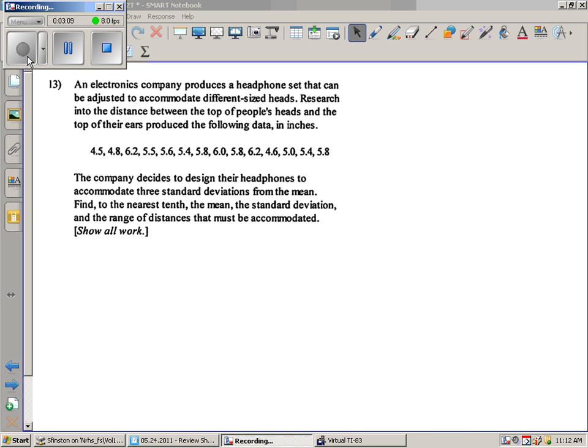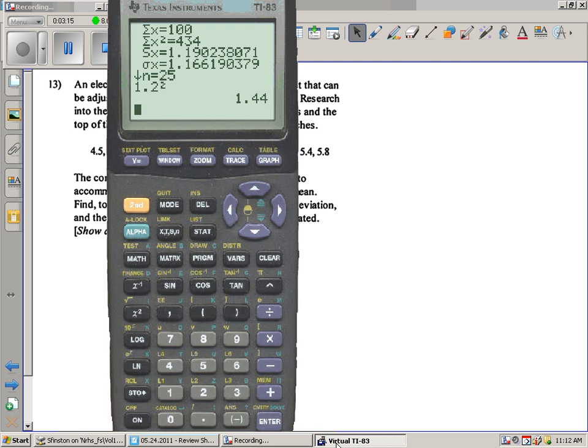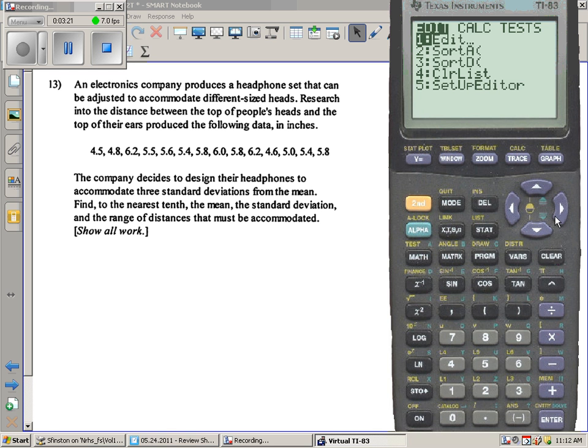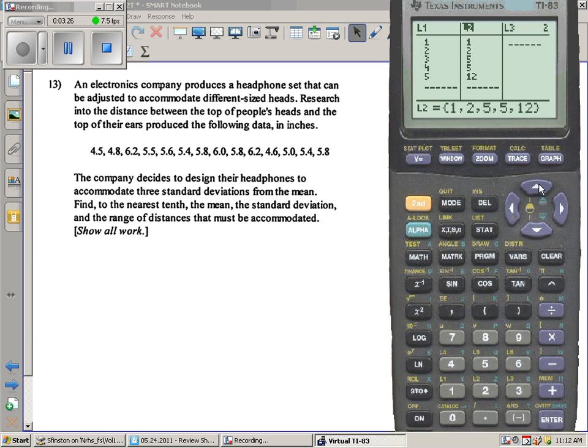So what do we need to do? We need to take that data and plug it into your calculator. We don't need 2 lists this time. We're just going to enter it into one list. Stat, edit. Got to clear out my lists a little bit, so I can work with this. And everybody can see how I'm entering it in. Let me just enter it in without having to record.